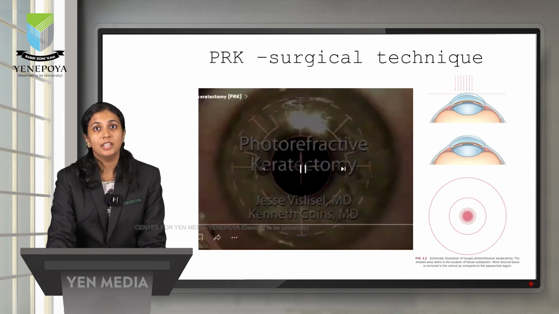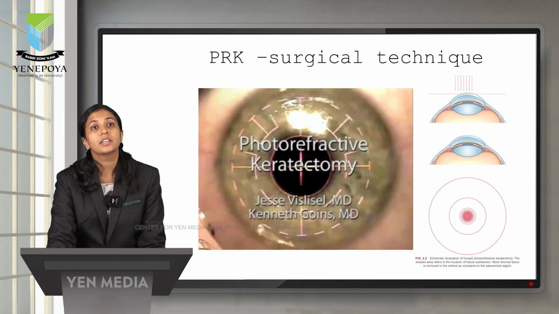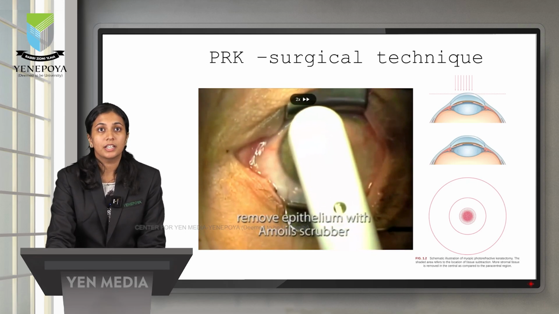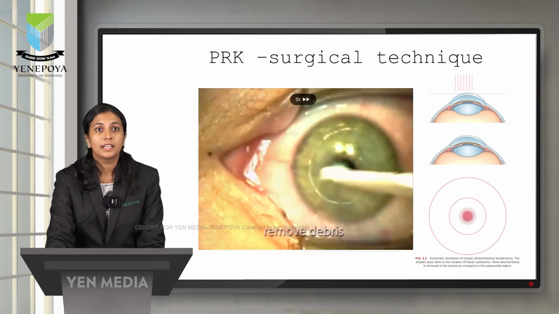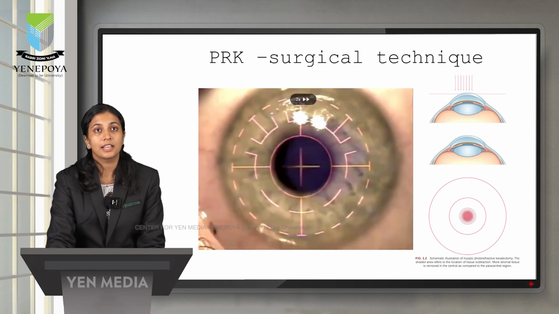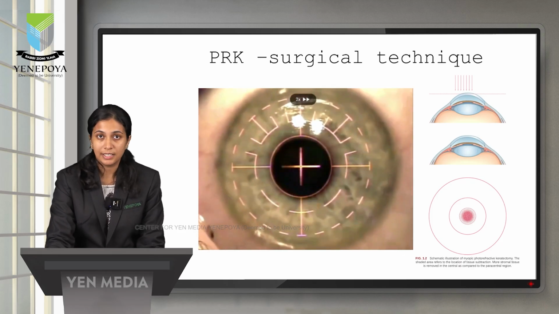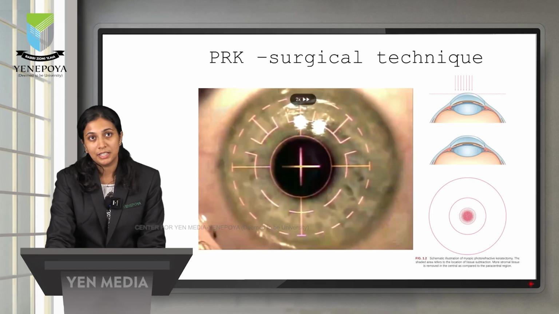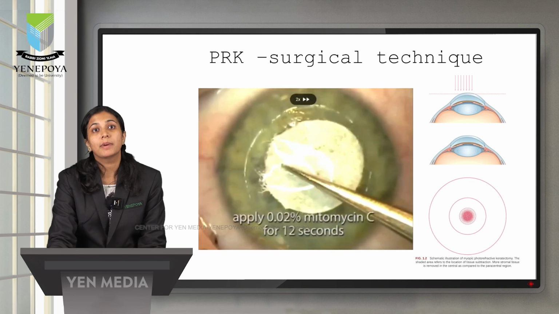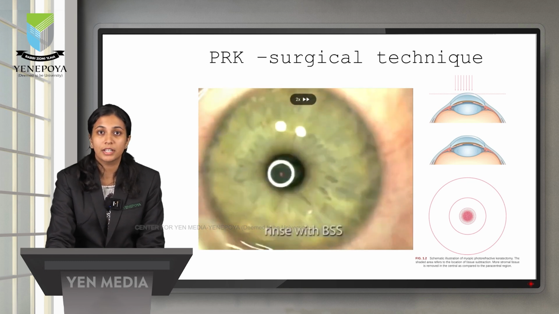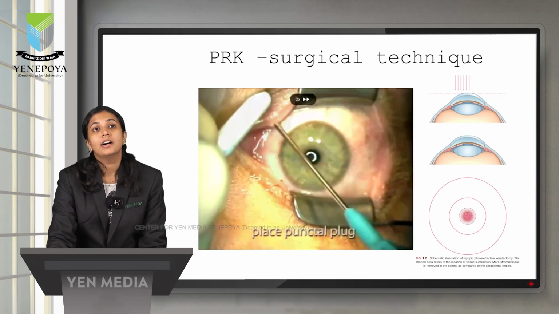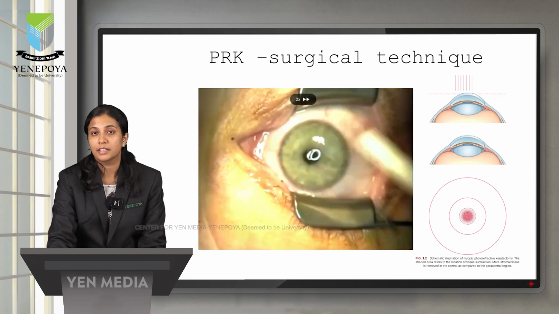Coming to PRK surgery, the first step is to apply topical anesthetic. Then the epithelium is abraded using a Merocel sponge. Once it is done, the rest of the layers of the cornea are ablated using excimer laser up to the required depth. Once excimer laser does its job, we apply 0.02% mitomycin C so that there is no post-procedural haze. Then we place punctal plugs and bandage contact lenses.